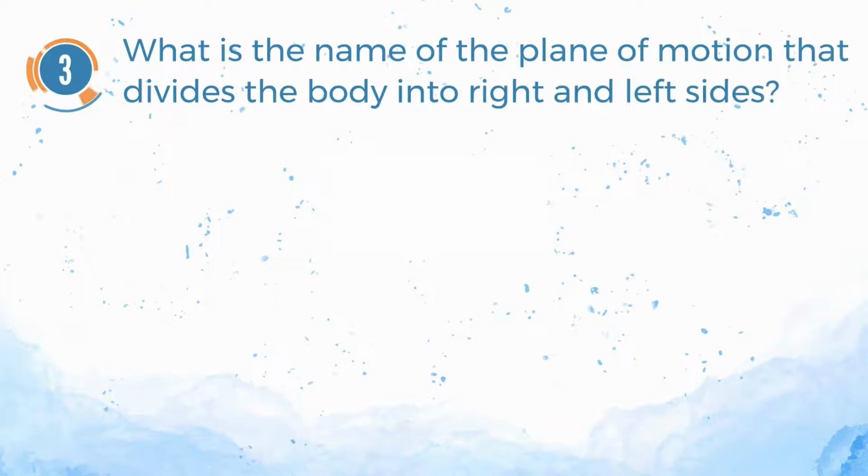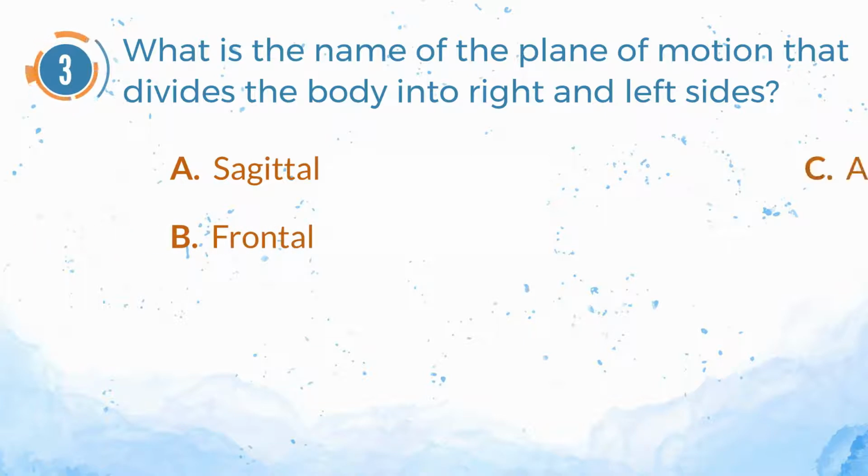Number 3. What is the name of the plane of motion that divides the body into right and left sides? A. Sagittal. B. Frontal. C. Axial. D. Transverse.